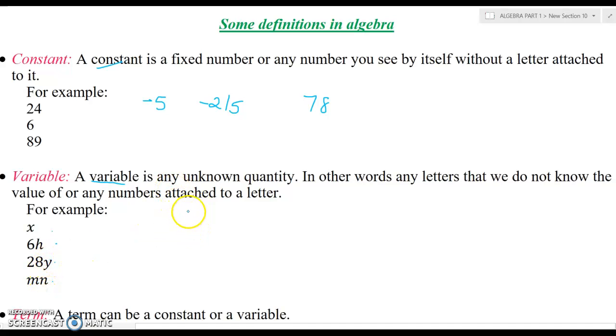Some more examples could be 5J, 16D, 28N. Well, I have 28Y already. Just simply Y alone or Z alone, right? All those are variables, right?